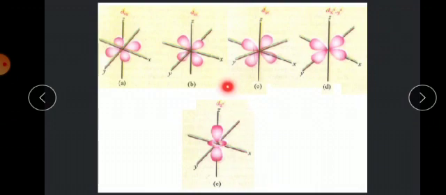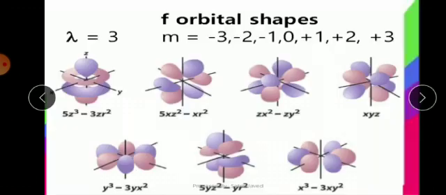So here dz squared is a dumbbell shape with a donut shape, and in this structure two nodal planes occur. Two nodal planes means what? Nodal means there is no probability of finding the electron, isn't it? The electron probability is 0 at the midpoint. So two nodal planes occur, one at the midpoint of this lobe and one at the midpoint of the other. But on this side, it is along the axis, so there is no node present.